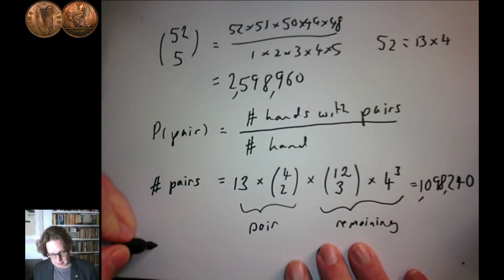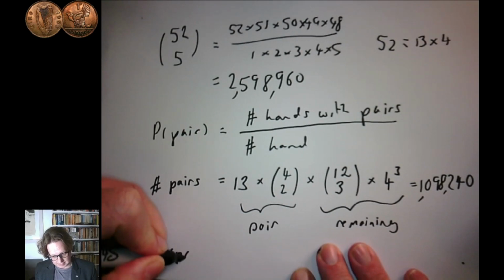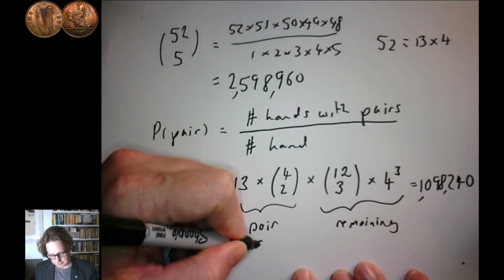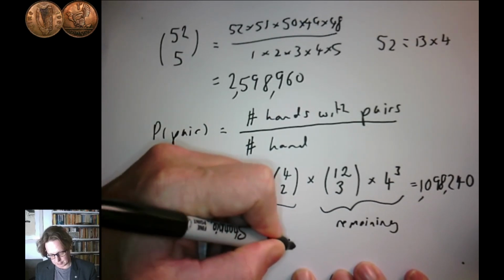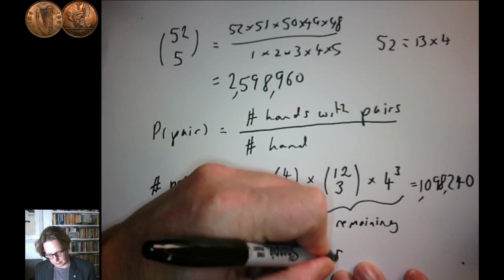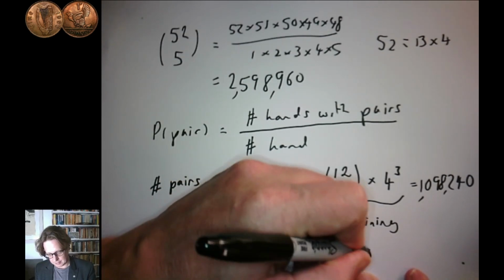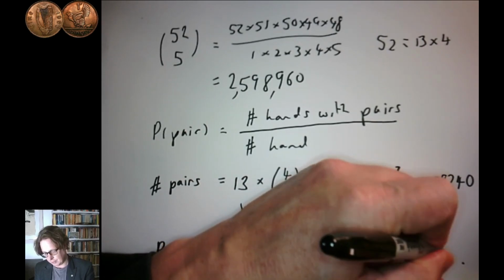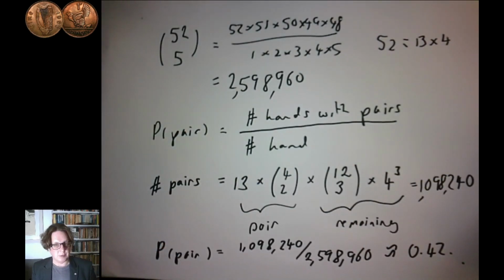In other words, the probability of a pair is equal to this number here, as I said, just over a million, divided by the number we had before, the total number of hands, which was around 2.5 million, and if you work that out, it's 0.42. And so if you get a 5-card poker hand, there is roughly a 42% chance that it will be a pair.